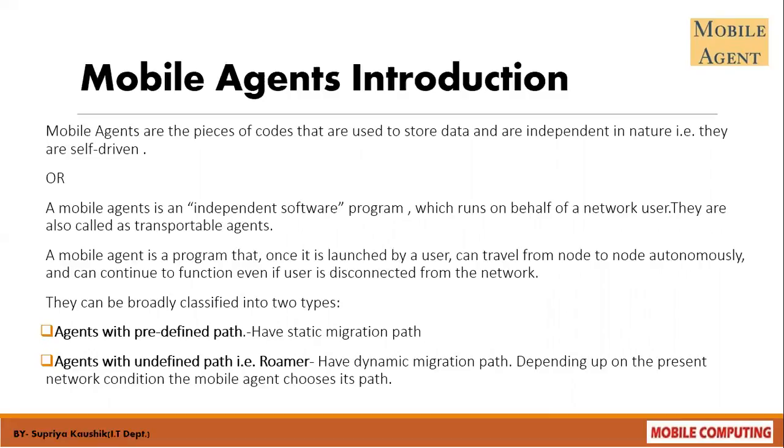A mobile agent is a program that once it is launched by a user can travel from node to node autonomously and can continue to function even if the user is disconnected from the network. What is the meaning of autonomously? It means the ability of acting without direct human intervention. A mobile agent does not require human intervention, and it is very flexible. A mobile agent can be a single agent and it can be a multi-agent.